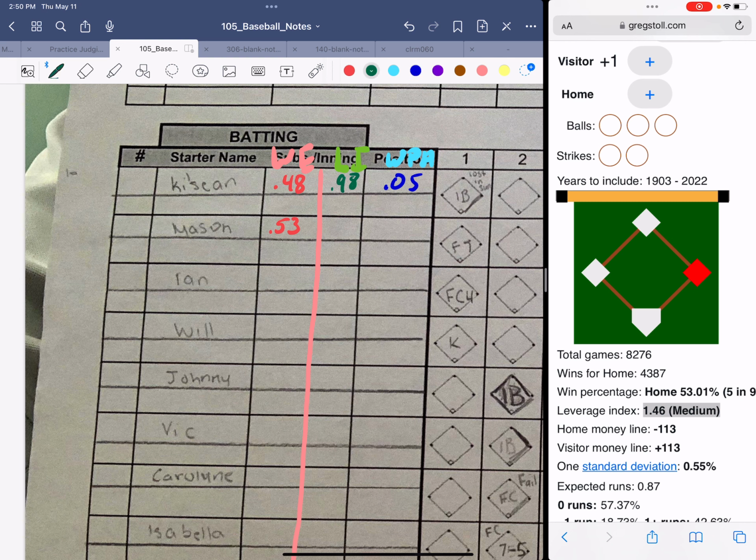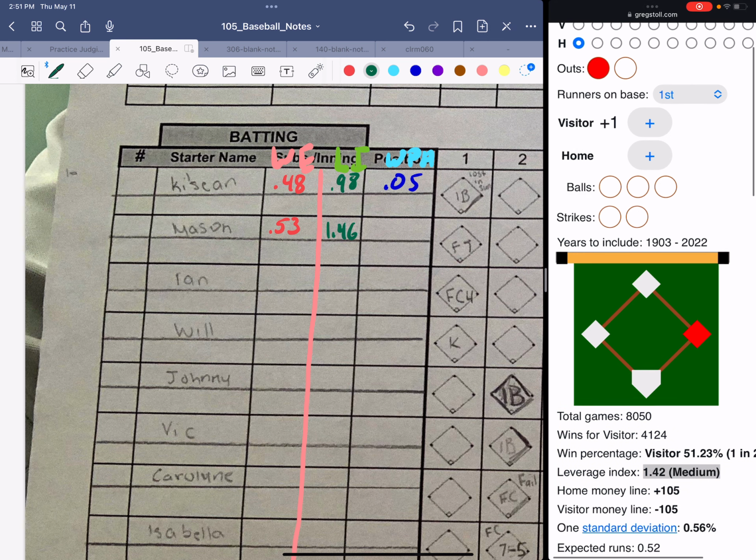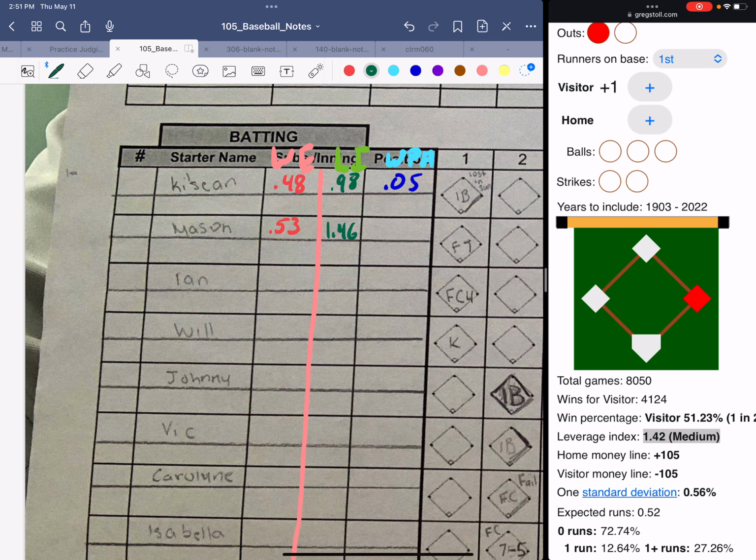Okay, the leverage index for Mason is 1.46. Mason flew out to the right fielder, so we're going to have an out. So now the visitor is more likely to win, 51%, so the home team is 49% likely to win. So the win probability added there is negative 0.04. So a little bit of leverage going on here. The leverage index is still kind of high, because another single will put some guys in scoring position.